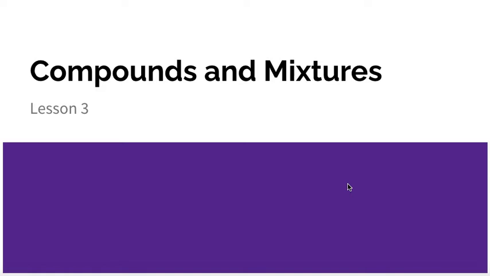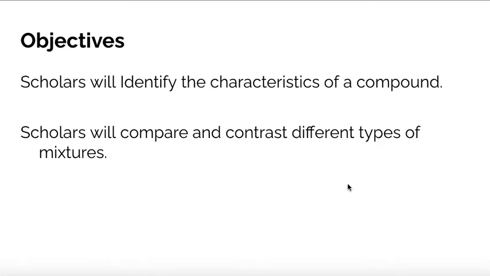Chapter 3, Lesson 3 is titled Compounds and Mixtures. It can be found on page 87 in your textbook. Our objectives for today are listed on the right-hand side of that page. Scholars will identify the characteristics of a compound. Scholars will compare and contrast different types of mixtures.